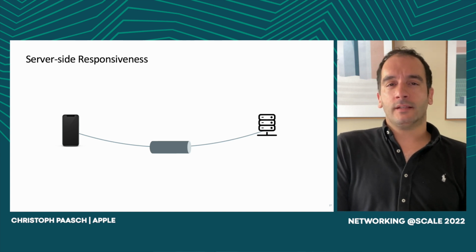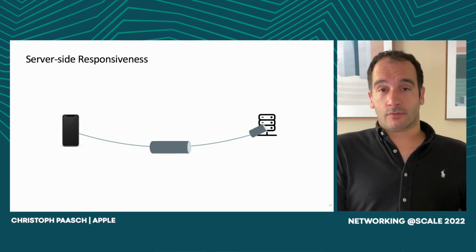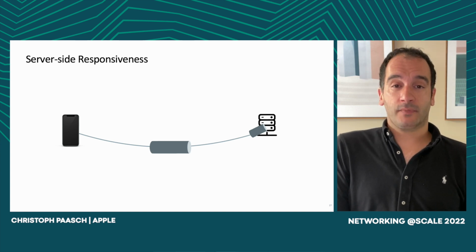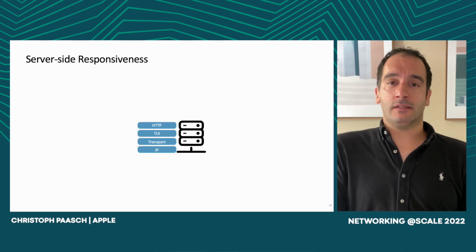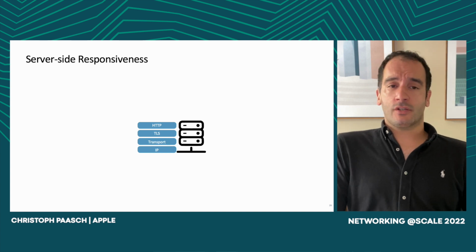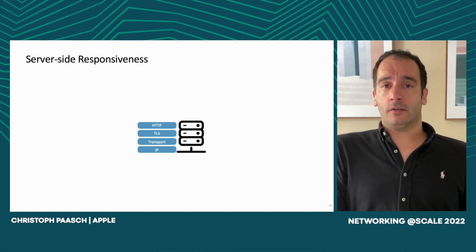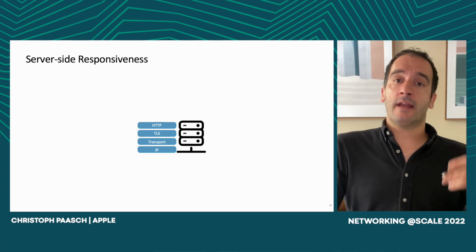Well, we realized that we only fixed half of the problem. Servers have a responsiveness problem as well. And to understand why, I need to dig a little bit deeper into the networking stack of the server. This is a traditional networking stack. We have the IP layer, the transport layer, a security layer providing TLS, and the HTTP layer.